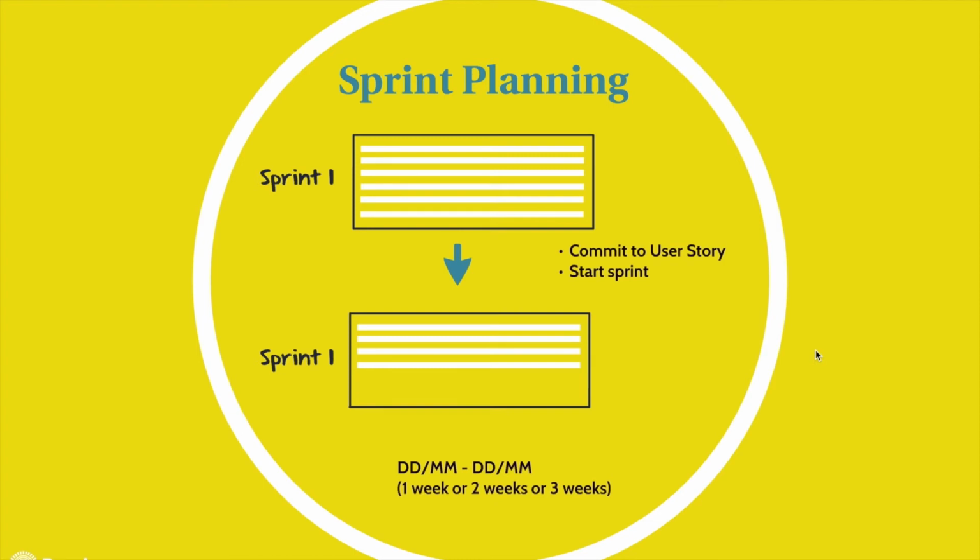The timeline of the sprint depends on the company. Some companies follow 1 week or 2 weeks or 3 weeks. After the sprint planning meeting, the Scrum Master is going to start the sprint for the development.